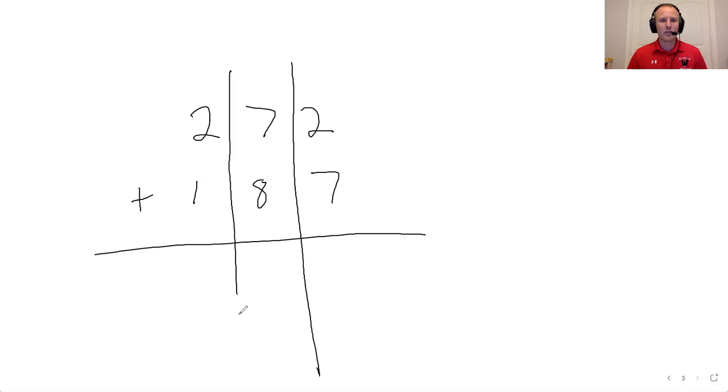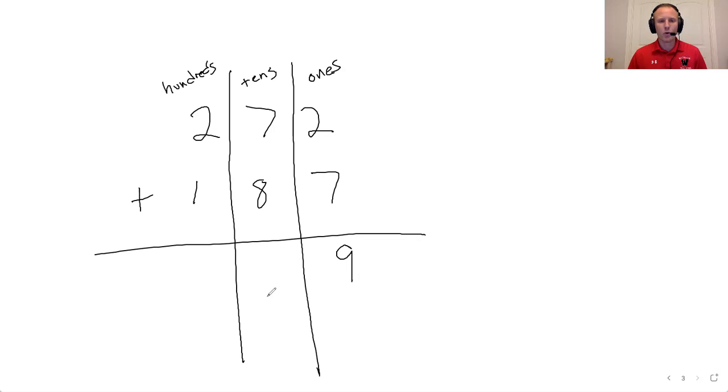Just to help guide you, I'm going to separate these into the place values. So on the right, I have my ones. In the middle, I have my tens. And on the left, I have my hundreds. The ones place is simple. I have 2 plus 7, or 7 plus 2 is 9. So nothing to do there. We didn't go into a 2-digit number, so we're all good.